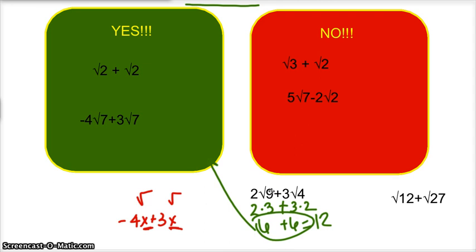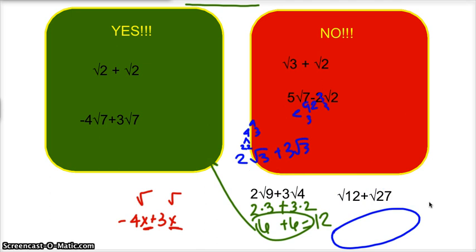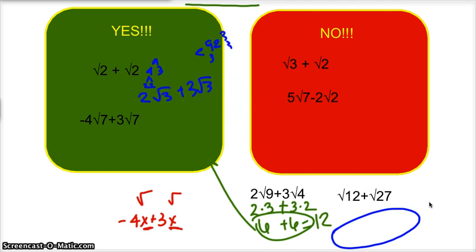And then lastly, the square root of 12 plus the square root of 27. Before you go ahead and say no, they don't have the same radical, you've got to consider, could the radical be broken down? Well, 12 breaks down to 4 and 3, 2 and 2, so it's 2 square root 3. 27 is 9 and 3, 3 and 3, so it's 3 square root 3. So even though the original problem didn't seem to have like radicals, once you reduced and everything is in its simplest form, it can indeed be added.